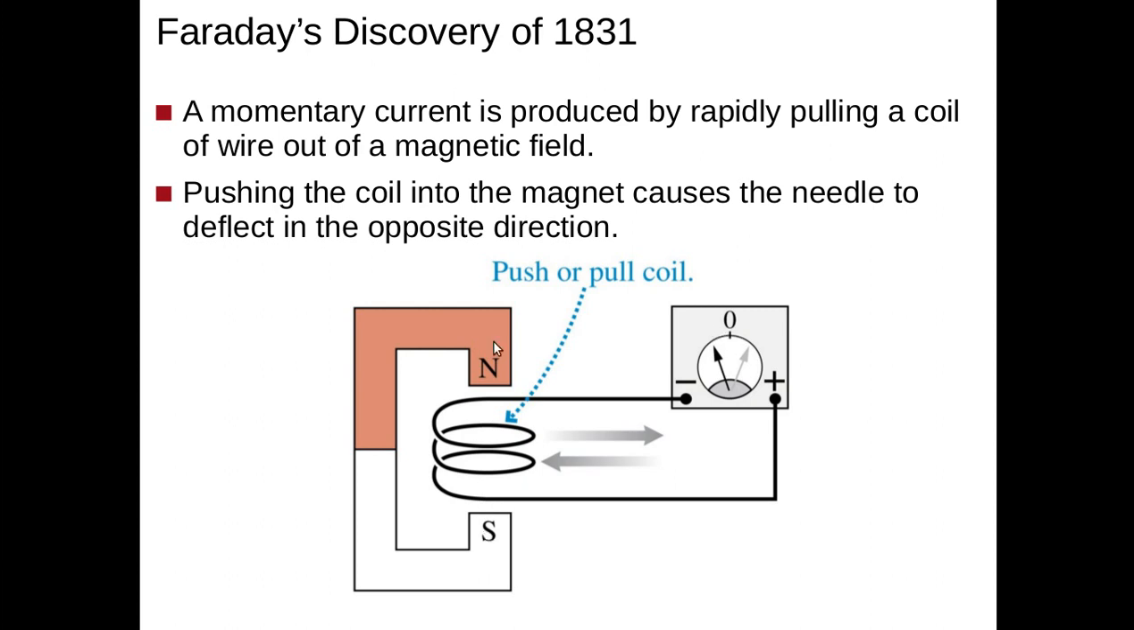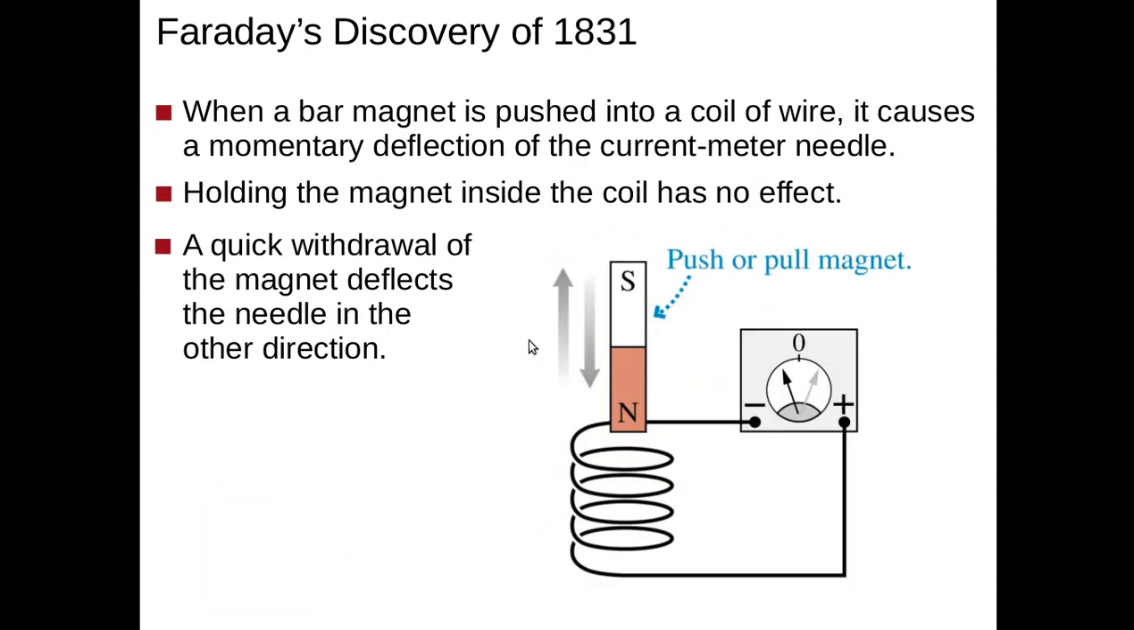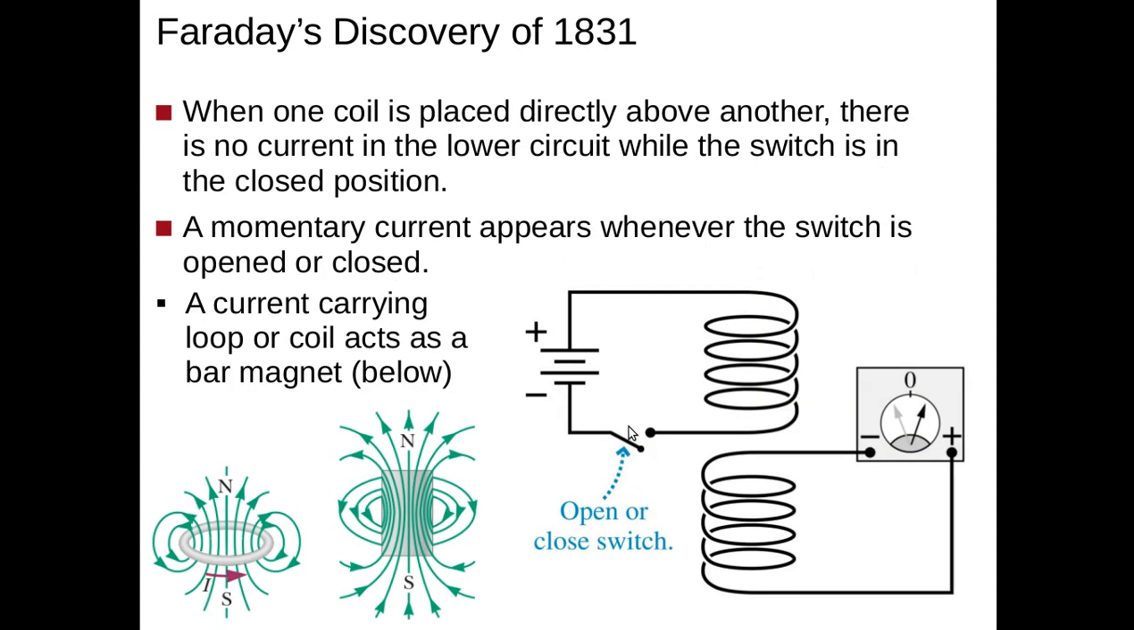So the moral of the story is, for all three of these cases, my magnetic field has to be changing. I've got to have a change in magnetic field for that current, because once that magnetic field is constant, the current needle goes back to zero. And a loop or a coil acts like a bar magnet, but the magnetic field lines are much closer together the closer you are to the coil.